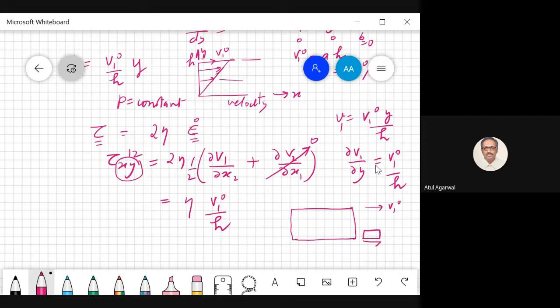If you take a small element here, sorry, shear stress has to be like this because this is the negative y direction. So force has to be negative. Can you see this? And if you take an element at this position, I mean here, okay. Let's take it here itself.